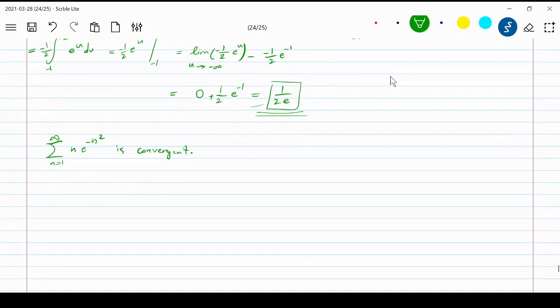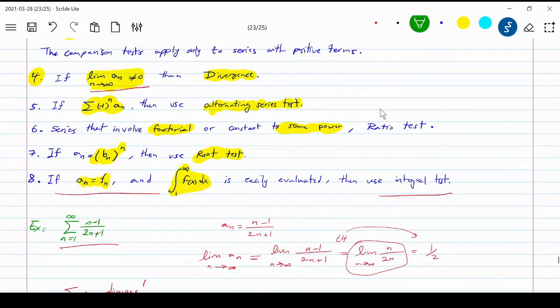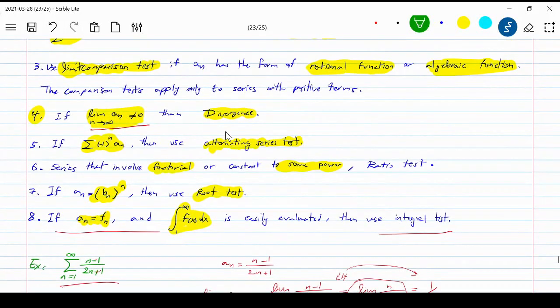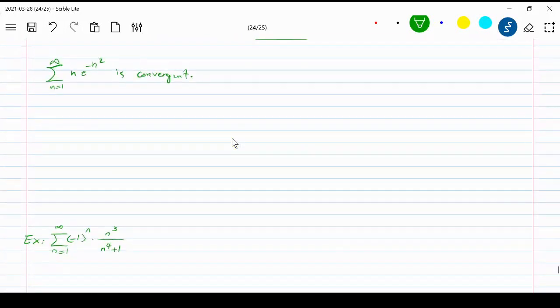Okay, so again, it doesn't follow the order. The question is, what do you see, which strategy would be useful? That's the idea. You look at the series and you pick based on that.